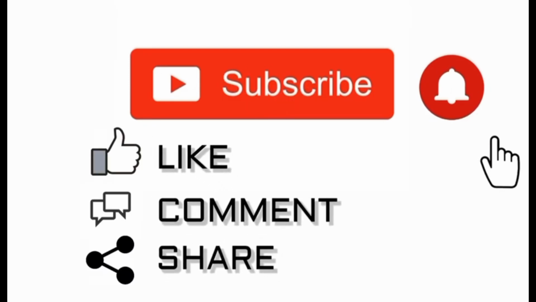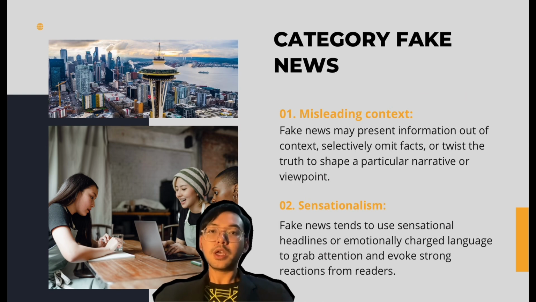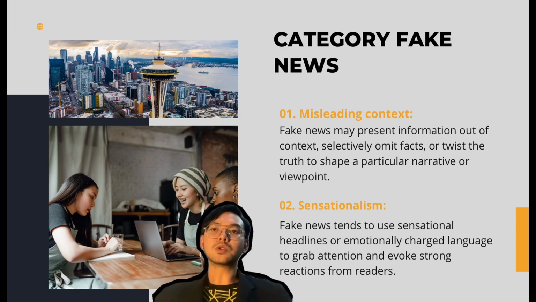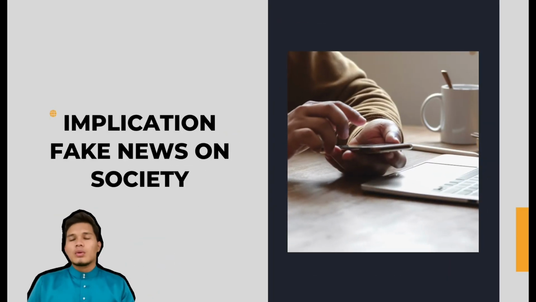By utilizing emotionally charged language, fake news seeks to manipulate readers' emotions and biases. The goal is to evoke strong reactions such as anger, fear, and excitement, which can lead individuals to share the news without critically evaluating its accuracy and credibility. Today, I would like to tell about the effect of fake news on society.